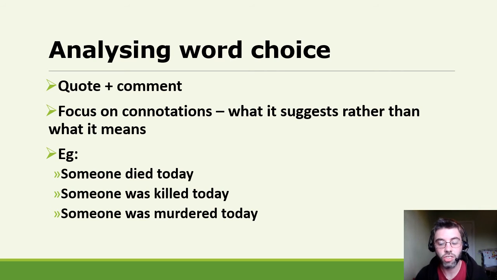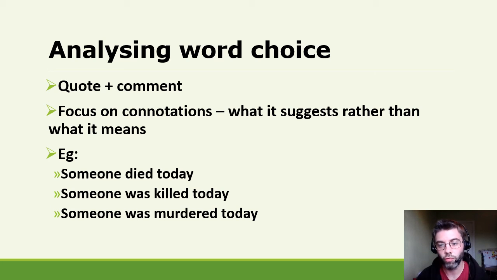So if the author has, for example, chosen to use the word murdered, then you can comment on the fact that the word murdered suggests things that died and even killed don't do. Died just tells you what's actually happened: someone's no longer alive. Killed tells you that they didn't, for example, die of natural causes, but it could have been an accident. Murdered has connotations of violence, of criminality. So that suggests that somebody has been killed violently and illegally, that someone's to blame, that it's been done on purpose.